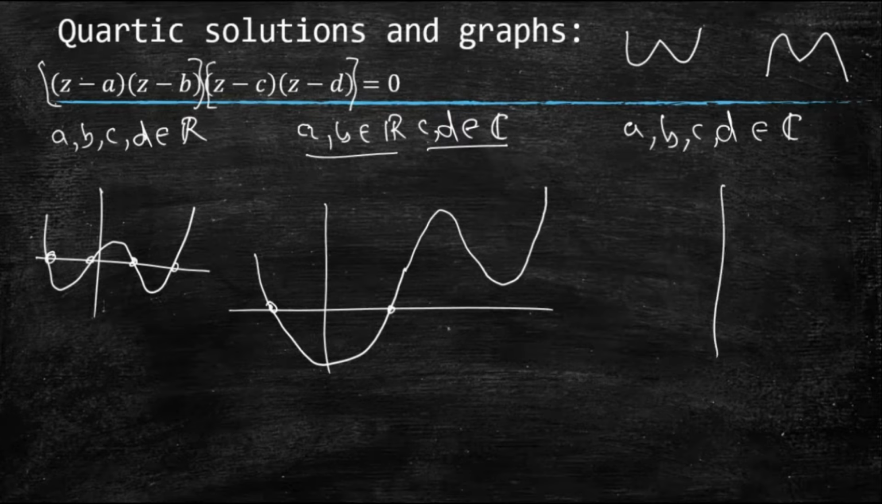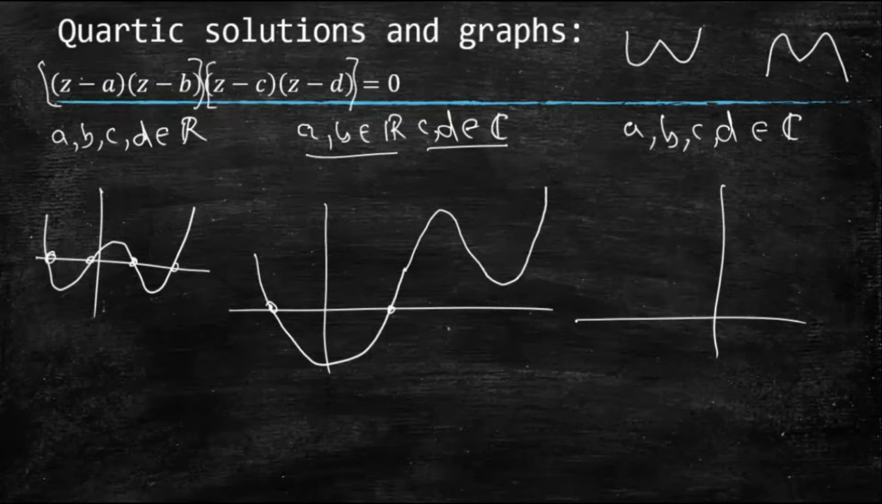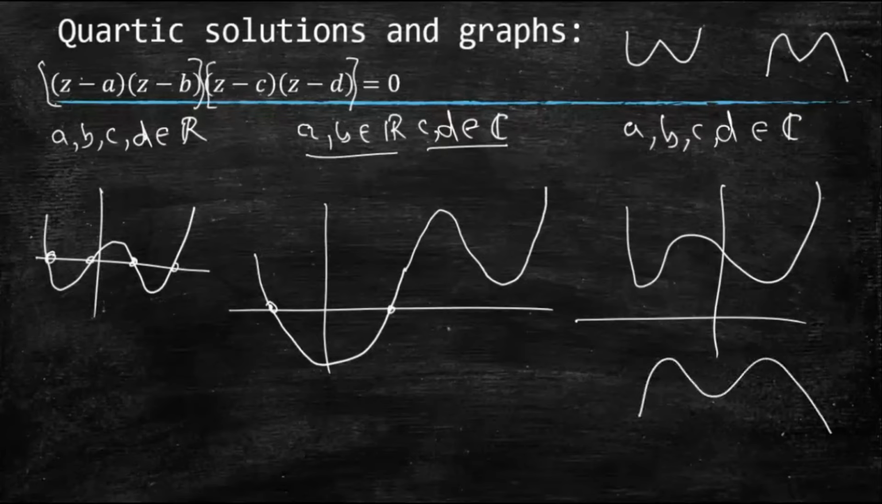And obviously when all four are complex numbers, it doesn't cross the x-axis at all, so it should either look like this or look like this, above or below the x-axis. Hope this is clear here.